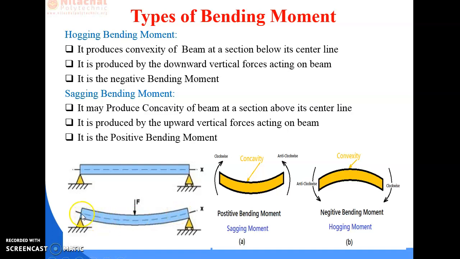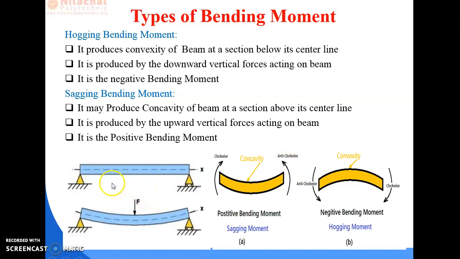We can see that there is a curve produced by the force and that is above the center line. This causes concavity of the beam. This shape of bending of the beam is known as concavity. And this is known as positive bending moment or sagging bending moment. We see that there are couples, clockwise and anti-clockwise. These two moments produced in the concavity of the shape of bending of the beam are known as sagging bending moment.